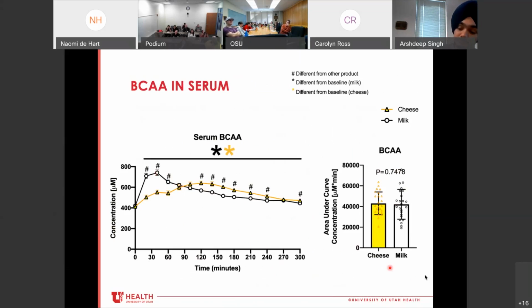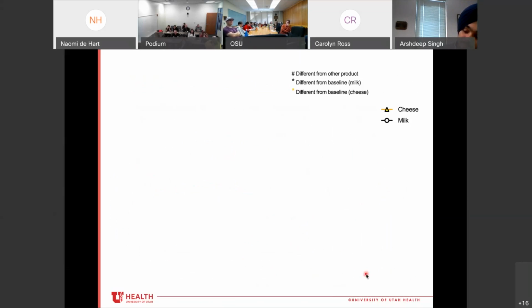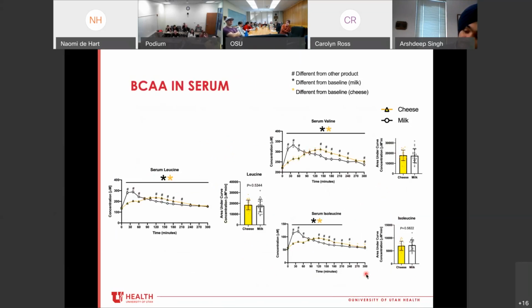And also here, total area under the curve for the entire time period of the study does not show a difference between the products. And then when you break it down in the individual branch chain amino acids, there's the same trend going on here, and there's no significant difference between the products.